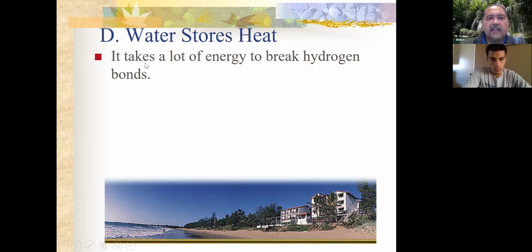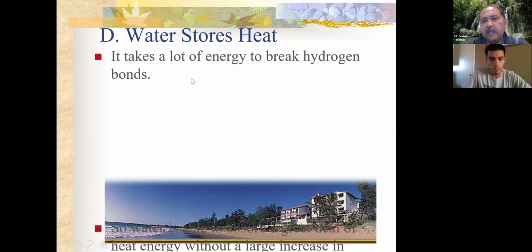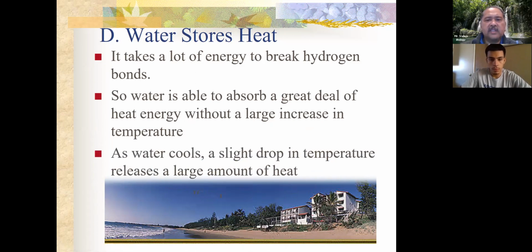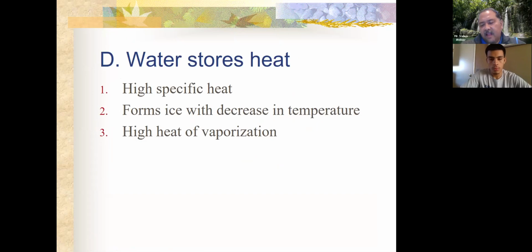It says here, water stores heat, and it takes a lot of energy to break the hydrogen bonds. So water is able to absorb a great deal of heat energy without a large increase in temperature, and that's why the temperature is so stable. As water cools, a slight drop in temperature releases a large amount of heat. That's another property of water, that it stores heat, and this leads to other properties of water that have to do with the same topic. So let's look at these.